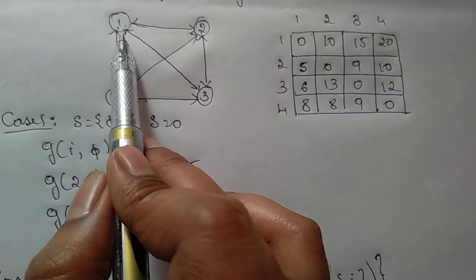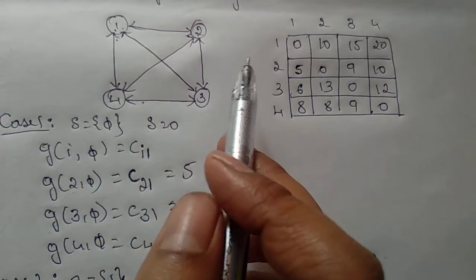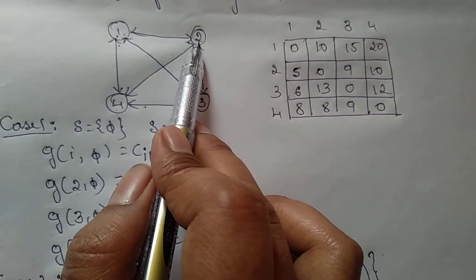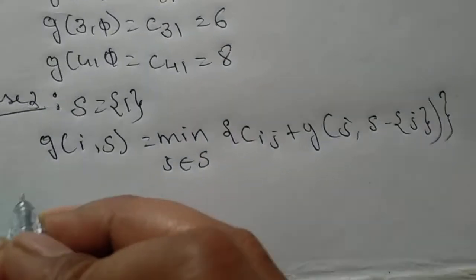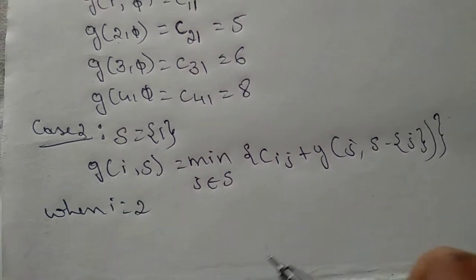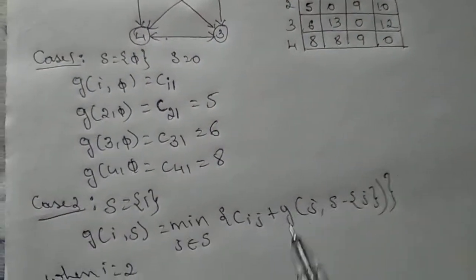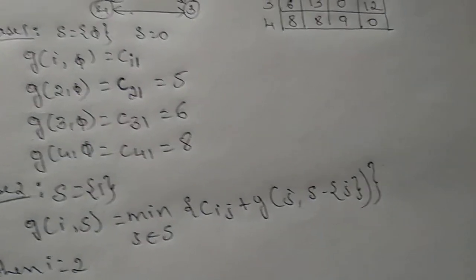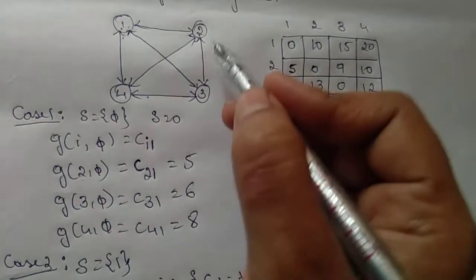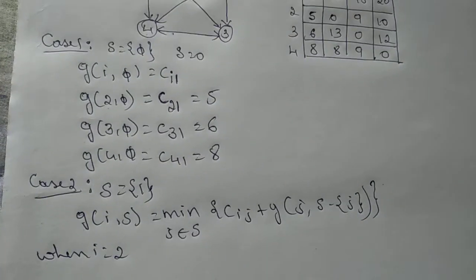From 1, where can it go? Either 2, 3 or 4. Anywhere it can go. First I'll take i is equal to 2, that is, we are assuming the salesperson is going from 1 to 2. Then from 2, you have to consider one more vertex. From 2 where can he go? He can go either to 3 or to 4. Both cases we have to check.